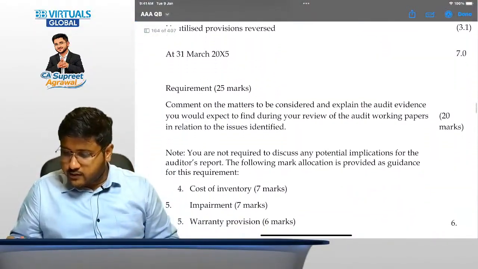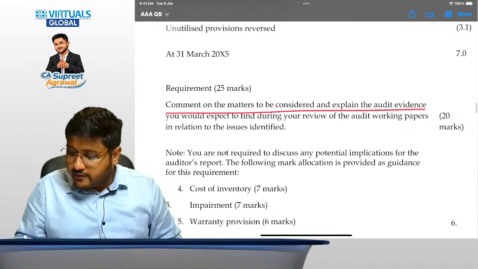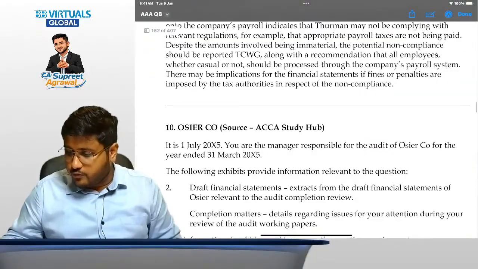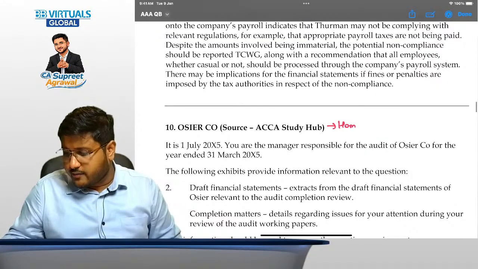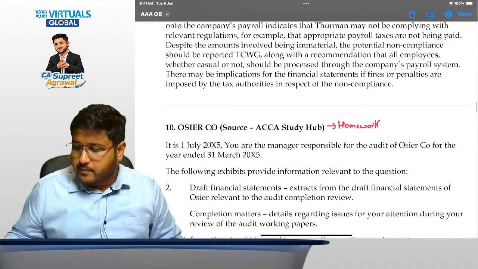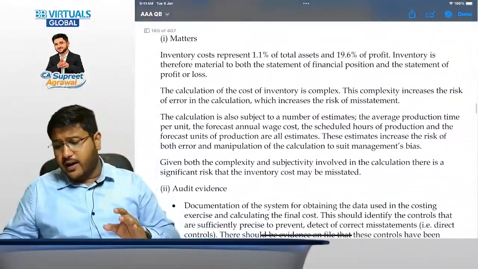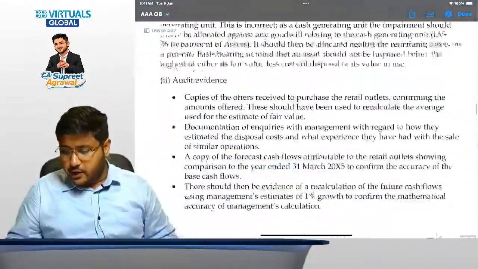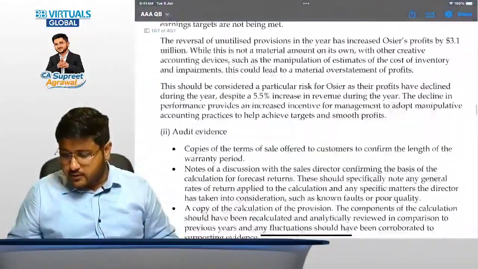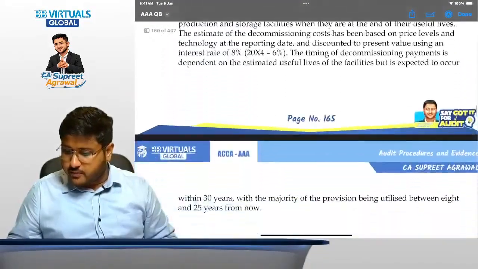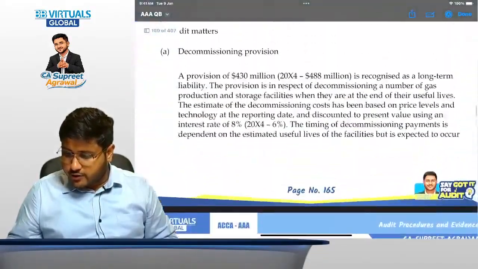Okay. What is this? Comment on the matters to be considered and explain the audit evidences that you would expect to find. So question number 10 is again a homework question. Similar question, right? Then question number 11. See, this is the same answer from different aspects. Question number 9 we will be solving, for sure. Now question number 11.